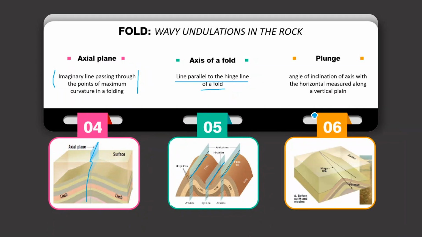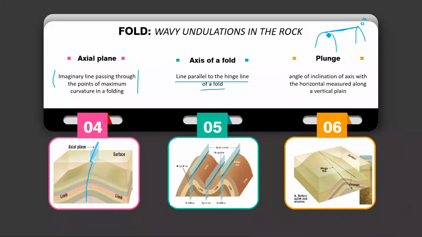Okay, plunge is nothing but, for example, if I consider a fold, this is a fold, and if I see it three-dimensionally, this is the fold. So for this fold, the angle of the fold, if you see, is 0 degrees. So there is no inclination of this fold axis.